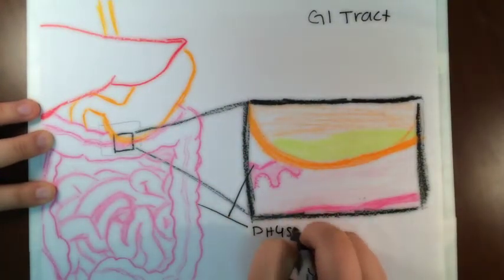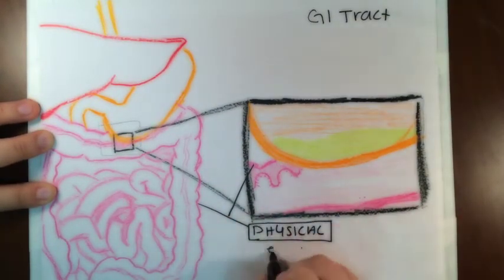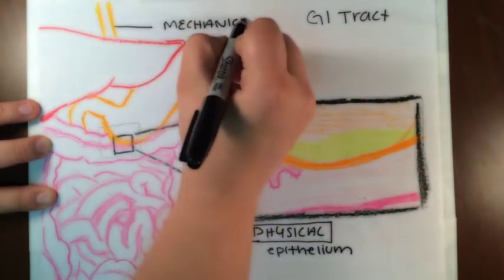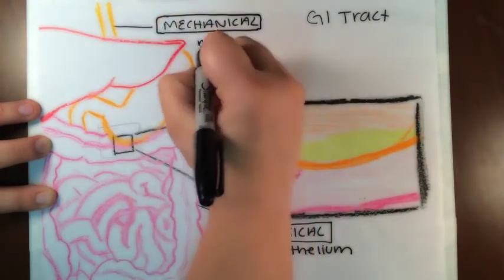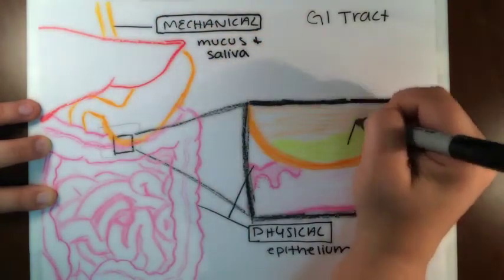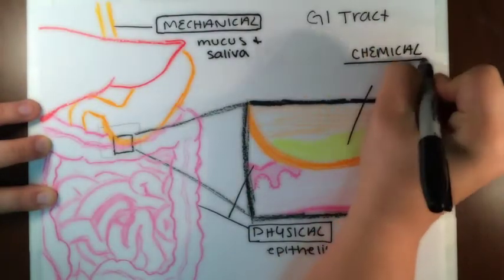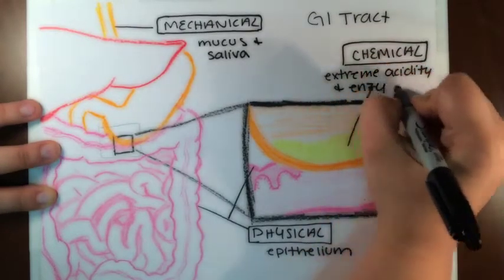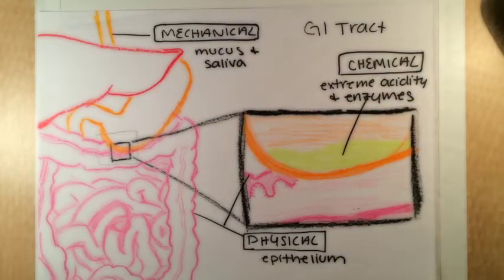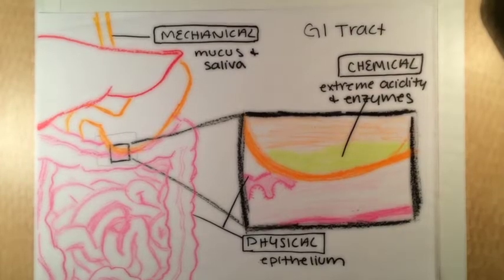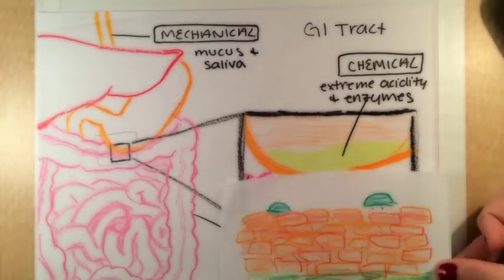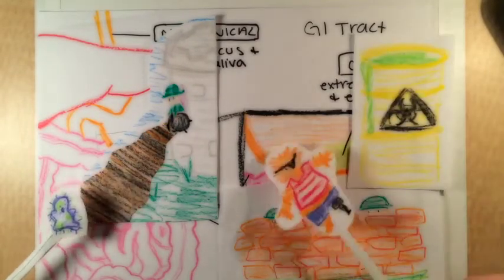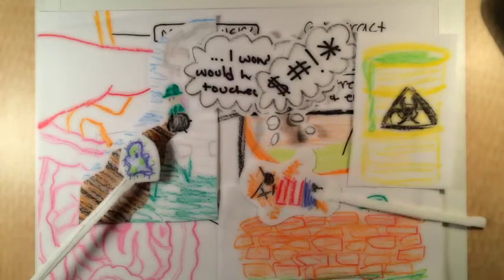In the GI tract, the physical barrier consists of visceral epithelium. The mechanical barrier includes mucus and saliva. Chemical barriers include extreme acidity and enzymes such as proteases. Continuing on the theme, the physical barrier is represented by the brick wall. The mechanical barrier is represented by the oil on the hill, and the chemical barrier is represented by the toxin in the barrel.